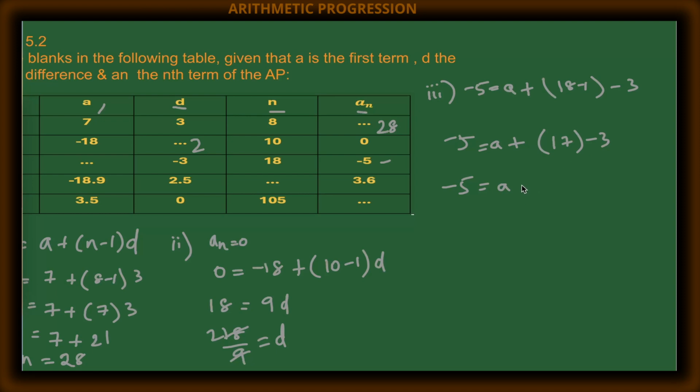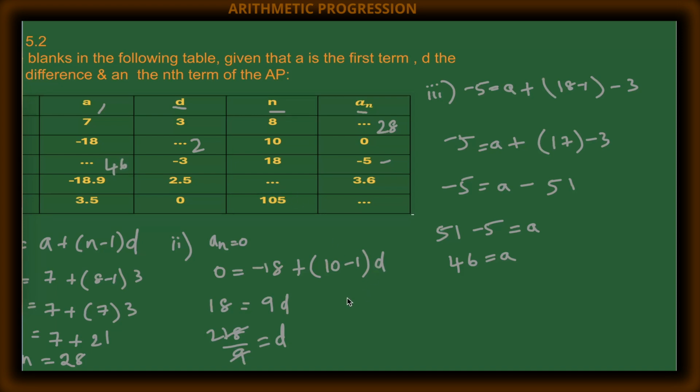Plus into minus becomes minus. 17 into 3 becomes 51. Okay, so minus 51, let's bring it here, it becomes plus 51. Minus 5 is equal to a. So I brought it here. Okay, 51 minus 5, 46 is equal to a. Okay, so a value is 46. Let's put it here, 46.